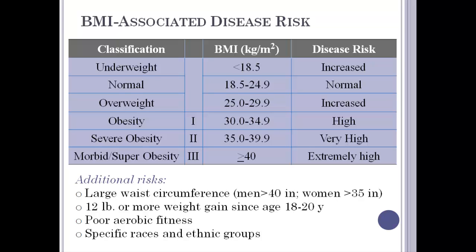There's also been research to show that 12 pounds or more of weight gain since 18 to 20 years old can be an indicator of disease risk. Poor aerobic fitness, of course, and then specific races and ethnic groups are prone to more diseases than others, depending on the exact disease that you're discussing.